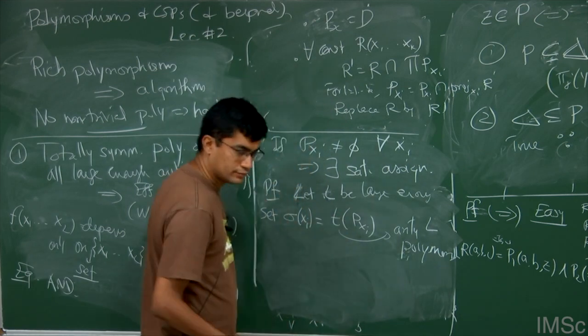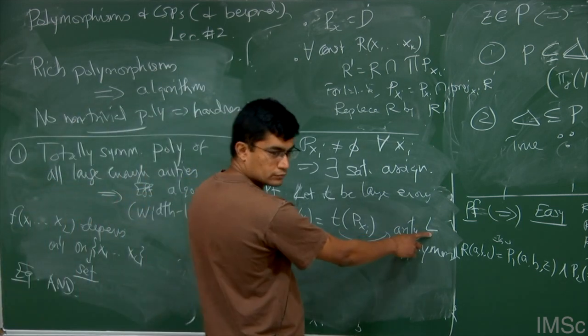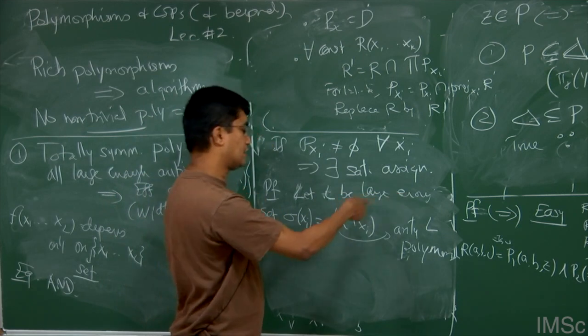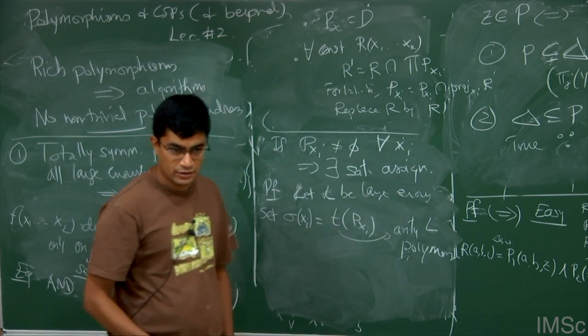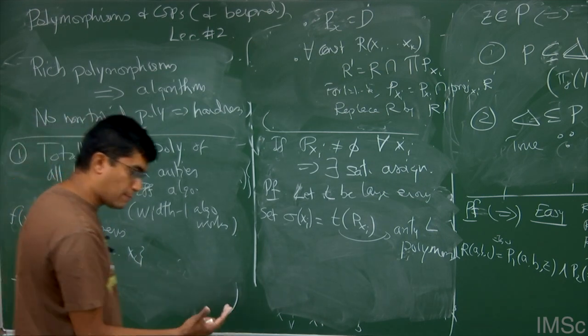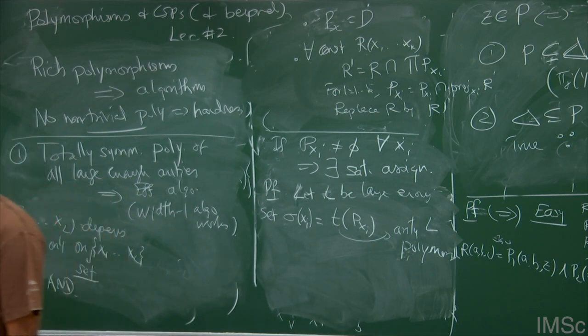It's sometimes called a term. T is a totally symmetric term of arity L. It will exist for any large enough L. I'll tell you how large L needs to be in a second, but this is going to be my assignment. Basically I haven't emptied out any variable. I have some set, I simply apply my polymorphism to that set, that will give me a value in D, and I am going to claim that that is going to work.